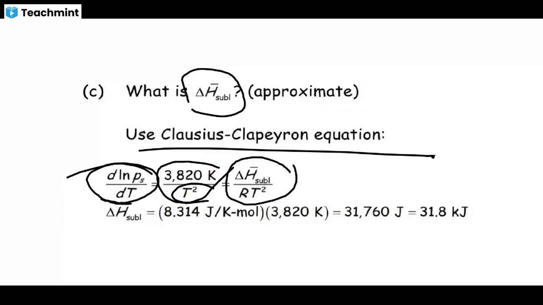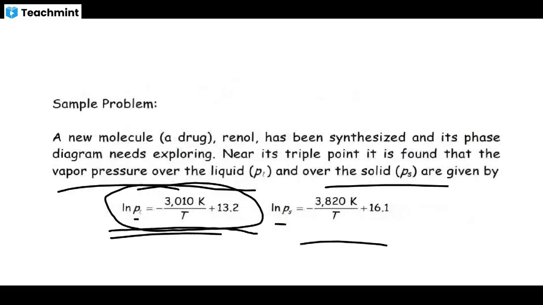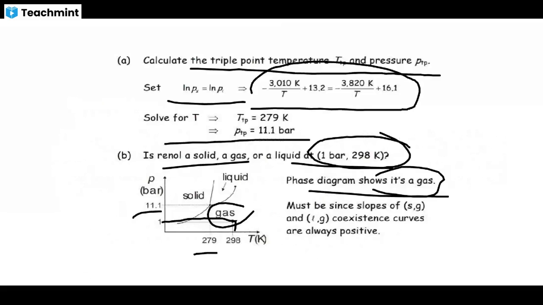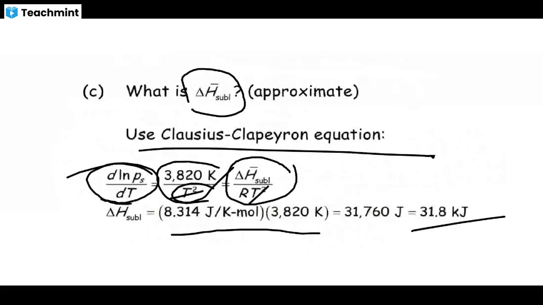Okay, so then the T square cancels out, delta H is equal to R into 3820 Kelvin. Okay, you get 31.80 kilojoules, using the Clausius Clapeyron equation. So if you know the relation between the pressure and temperature, then you know the delta H like that, and the phase diagram, all that you can calculate using these thermodynamic relations. These are nothing but mathematics.